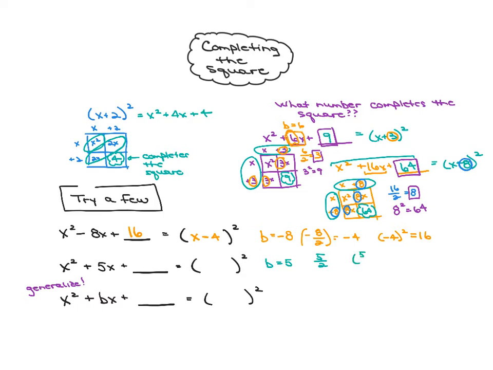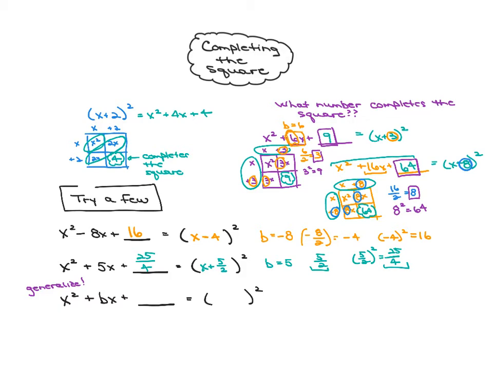And then I'm going to square 5 halves, which will give me 25 fourths. So 25 fourths completes the square, and it factors into x plus 5 halves squared. So see how we're using both the 5 halves and the 5 halves squared.